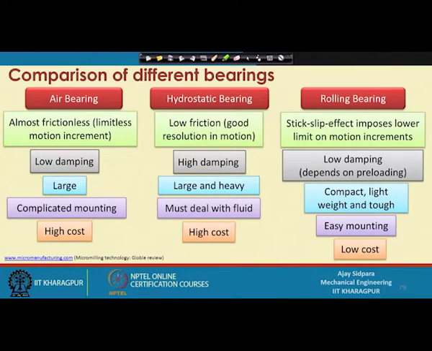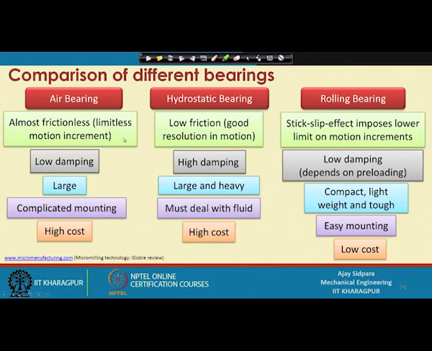So, let us continue this topic further and understand what are the other components which can be a part of a micromechanical machining center, which can be used for getting a high precision motion and very high accuracy. In the last class we have seen this comparison between the air bearing, hydrostatic bearing and the rolling bearing, and we have also seen that there are different advantages and disadvantages of all these three.